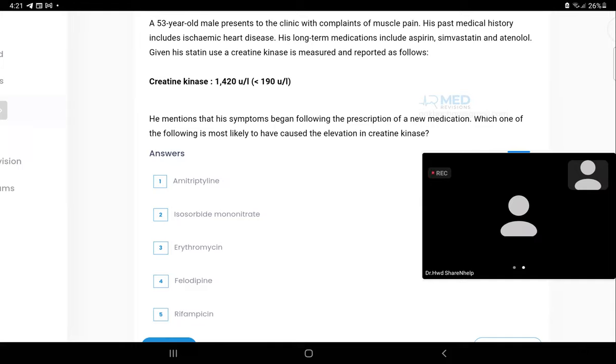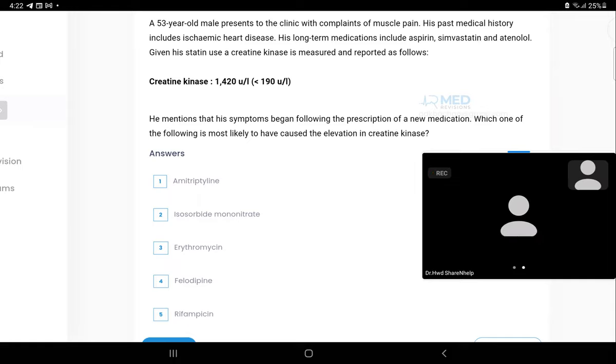So what is it? Is it rifampicin, filgotinib, erythromycin, isosorbide mononitrate, amitriptyline? What is amitriptyline? Is it a tricyclic antidepressant? Is it a TCA or an SSRI? It's a TCA. All right. Can erythromycin in some way raise creatine kinase or cause rhabdomyolysis? Any idea there? Okay, no idea. All right, what about rifampicin? Can rifampicin interact with a statin and cause elevation of creatine kinase?